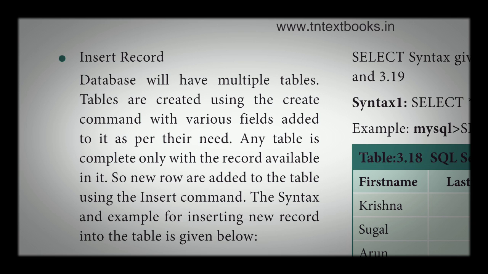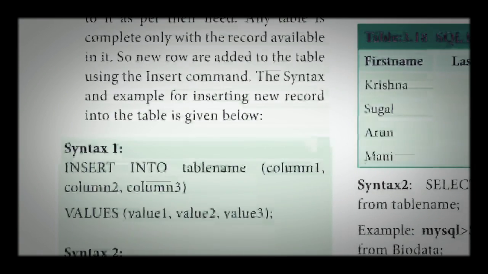New rows are added to the table using the insert command. The syntax and example for inserting new records into the table is given below. When you create a table, you have to insert some records in it. Without the records, the table is empty. You can see that these are the commands.